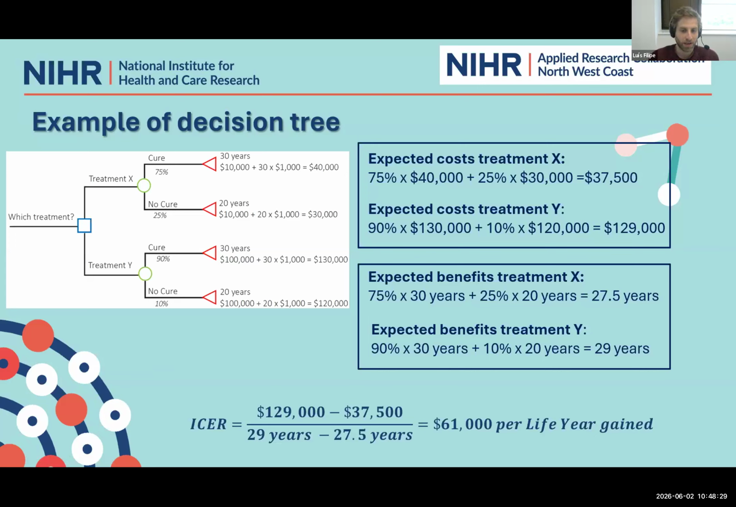So if you are a decision maker and you believe that this is a fair number, you are like, okay, I'm willing to pay 61,000 in order for a person to gain 1 life year, then you should approve this technology, this new treatment. Why? If you think it's too much for 1 life year, you probably don't approve this treatment. Why? And this is a very, very simple example of an economic evaluation.